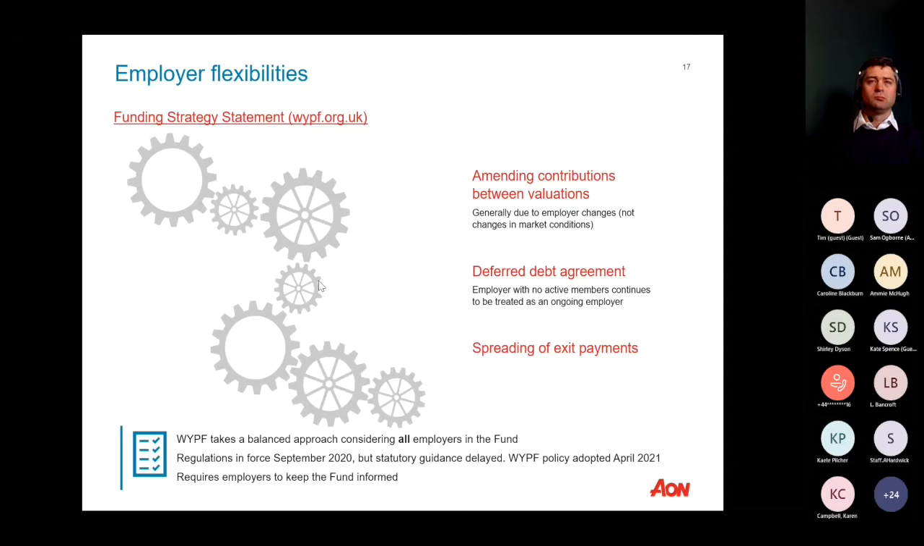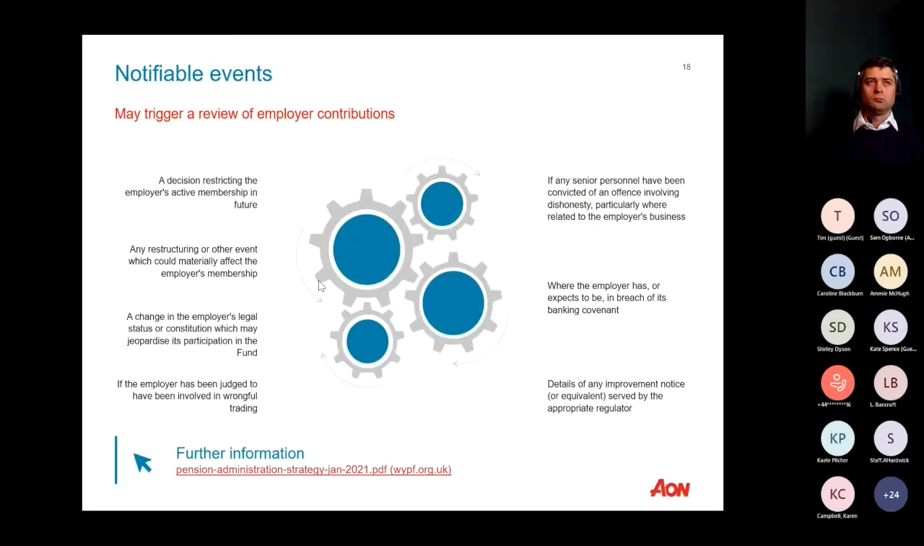The other two changes are really to do with employers leaving the fund. So I'm hoping that's not going to be particularly relevant to you as academies, so I'm not going to talk about those. But the reason I mention this in particular is that the employer flexibilities and the ability to review contributions between valuations does have implications in terms of the extent to which you need to keep the fund informed of these kinds of changes. And alongside the changes to the funding strategy statement, the fund also updated its pension administration strategy.